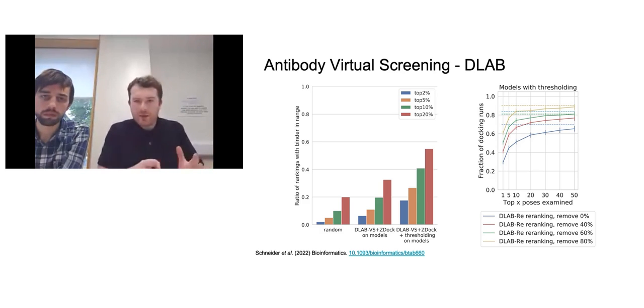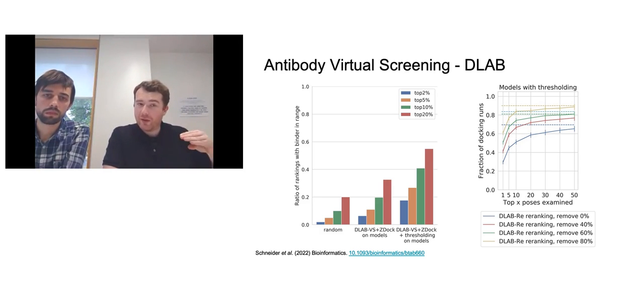And just to very quickly give you an overview of how well this performs. The figure on the left shows, in the first set of bars, how well you would expect to do if you randomly sampled from your library of antibodies. The blue bar shows the chance of having a binder in what you've sampled: 2%.